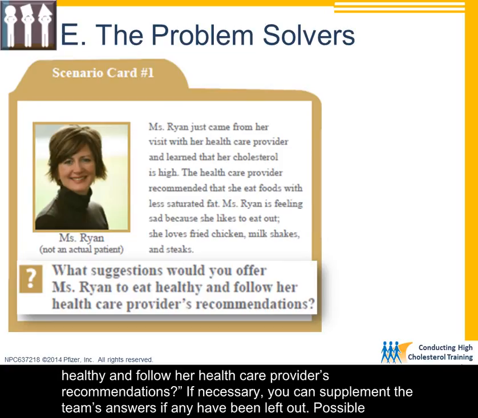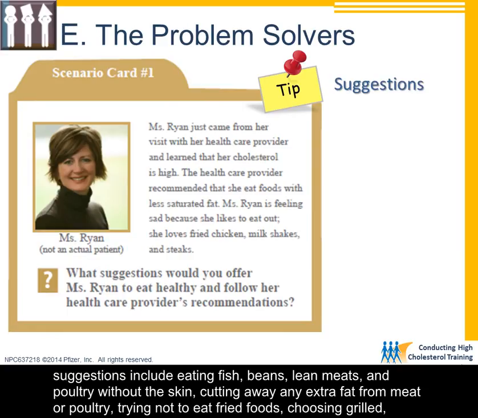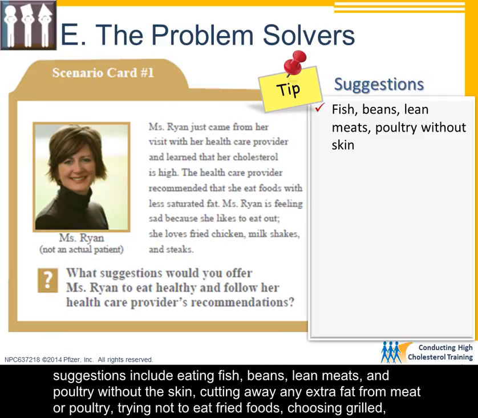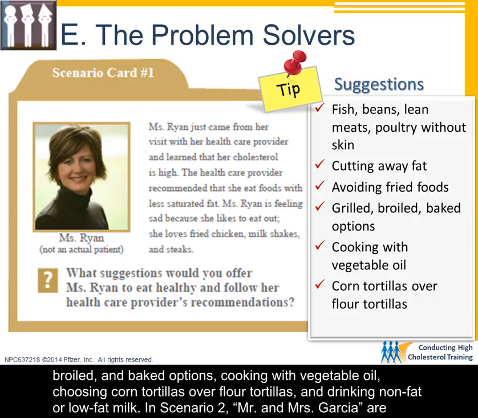If necessary, you can supplement the team's answers if any have been left out. Possible suggestions include eating fish, beans, lean meats, and poultry without the skin, cutting away any extra fat from meat or poultry, trying not to eat fried foods, choosing grilled, broiled, and baked options, cooking with vegetable oil, choosing corn tortillas over flour tortillas, and drinking non-fat or low-fat milk.